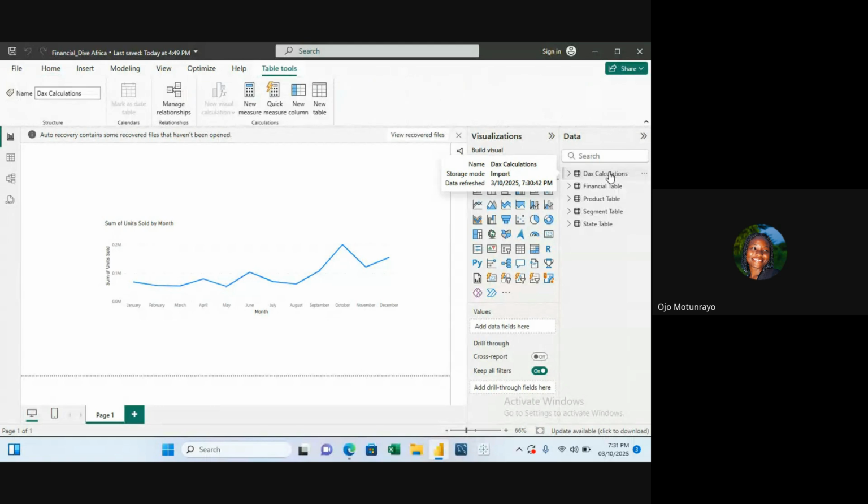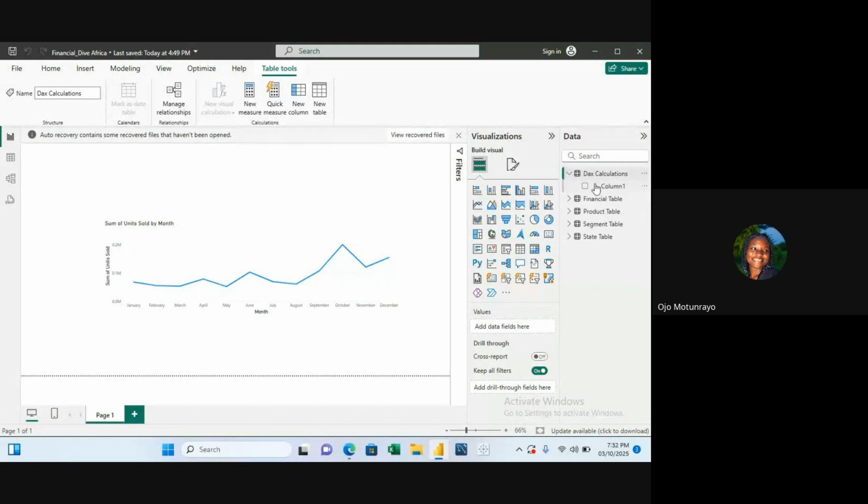So let's just click on our DAX calculation so that every measure we'll be writing will be under DAX calculation. All right, because if we do not specify where the measures are going to, you can just see them scattered and you will be looking for them up and down. That I wrote total sales now. Where is it? I wrote this. Where is it?